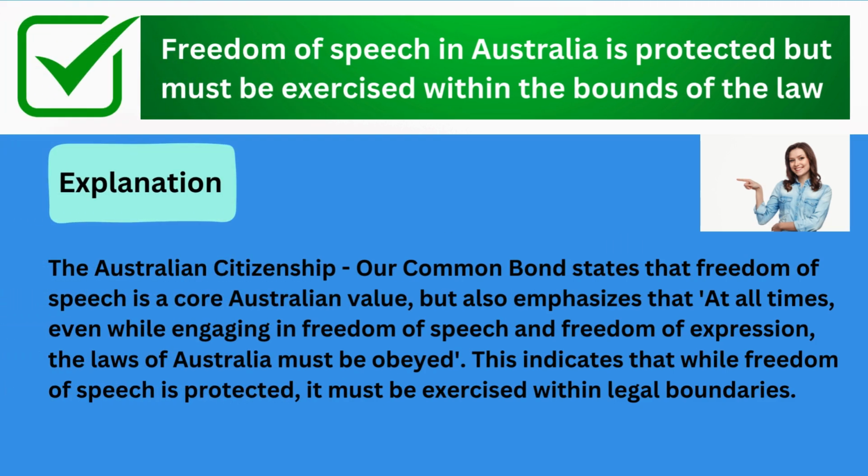The correct answer is freedom of speech in Australia is protected but must be exercised within the bounds of the law. Explanation: the Australian Citizenship, our common bond, states that freedom of speech is a core Australian value, but also emphasizes that at all times, even while engaging in freedom of speech and freedom of expression, the laws of Australia must be obeyed. This indicates that while freedom of speech is protected, it must be exercised within legal boundaries.